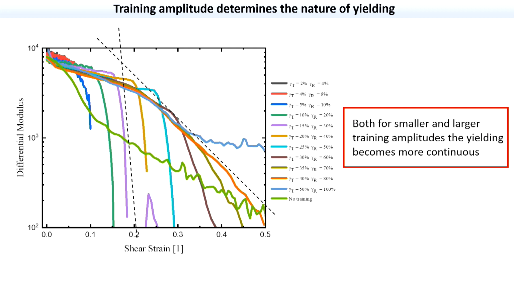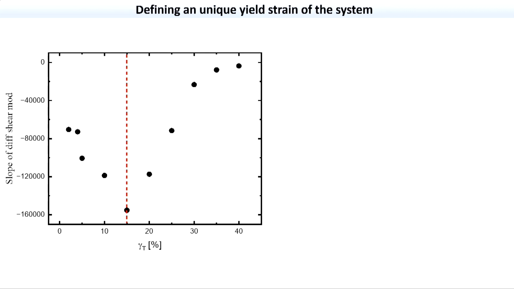So both for smaller and larger training amplitudes, the yielding becomes more continuous. And so we can plot the slope of differential shear modulus, that is the second derivative of the sigma versus gamma curve. Now here we have to draw some analogy, because we don't have any parameter that we can look into, like the potential energy, because there are millions of particles, so what is the potential energy of the system?